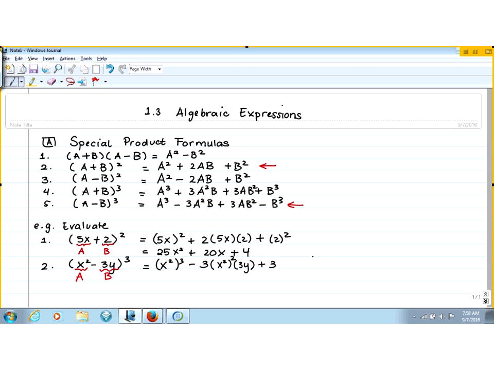What's the next one? 3ab squared. What is ab squared? X squared 3y squared. And what's the last? Oh, minus. Minus b cubed. What is minus b cubed? 3y cubed. All right. Okay.